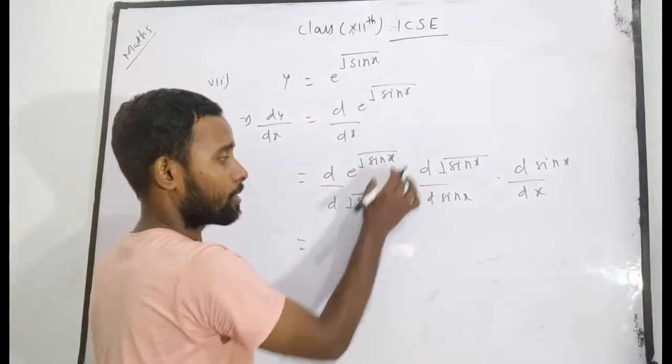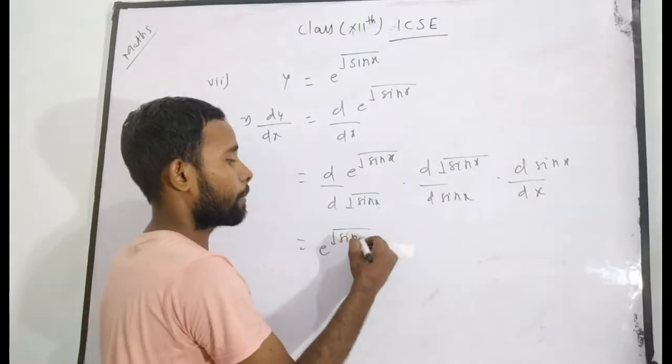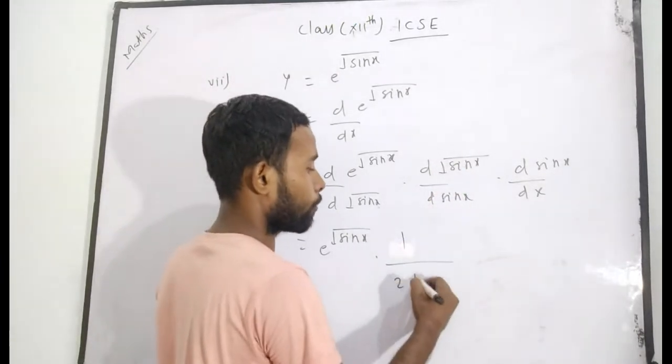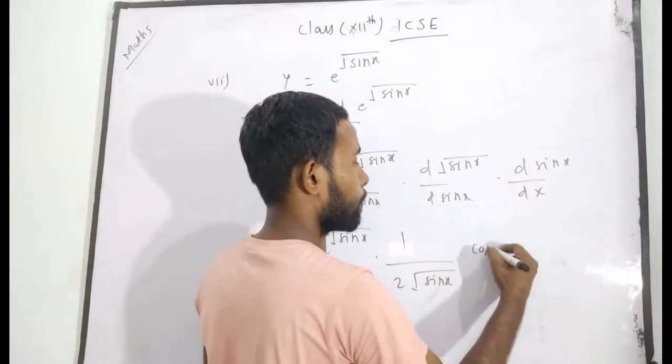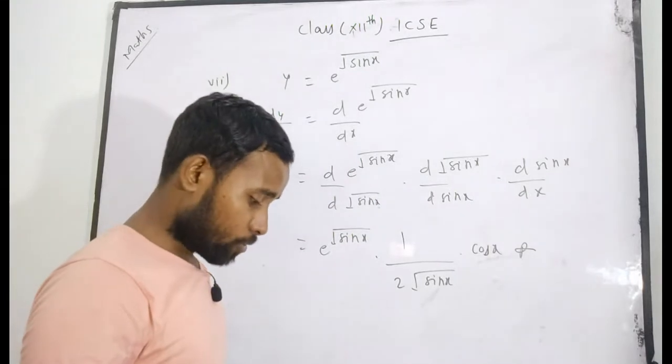Derivative of e to the power something with respect to something, definitely you will get the same term. That means e to the power under root sin x. Derivative of root sin x with respect to sin x will be 1 upon 2 root under sin x. I think again you understand very well. And derivative of sin x with respect to x will be cos x. Everything is very easy. Have you understood?